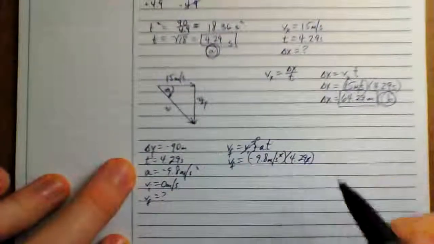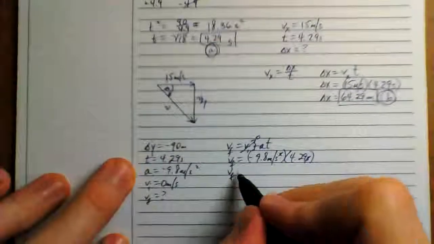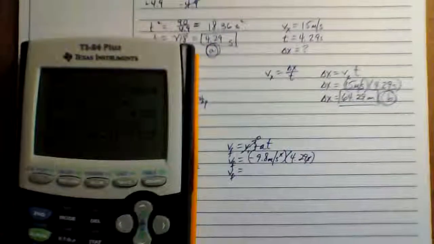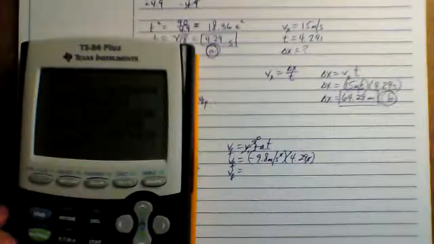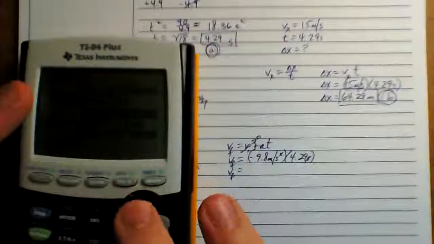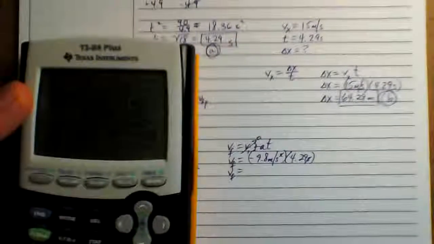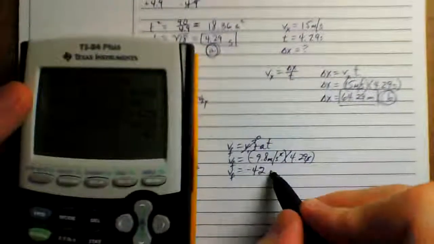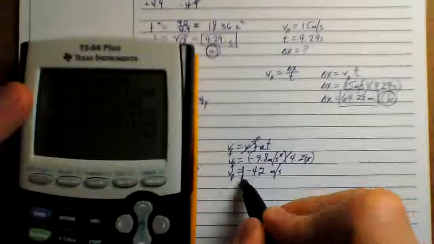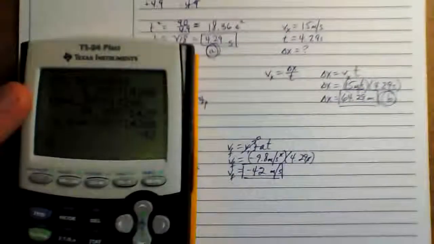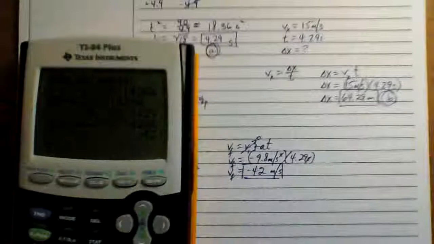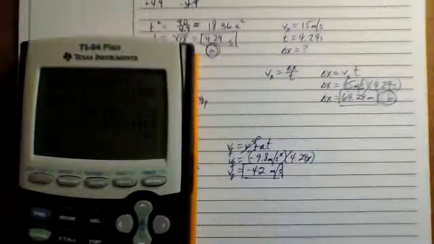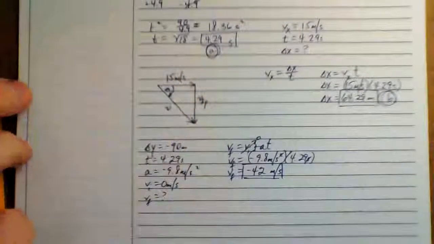That's going to cancel out one of those. So I know my final velocity ends up being negative 9.8 times 4.29, and that gives me negative 42 meters per second, and that came out exact. Now that is not the velocity that I'm looking for overall. That is simply the y component of my overall velocity.